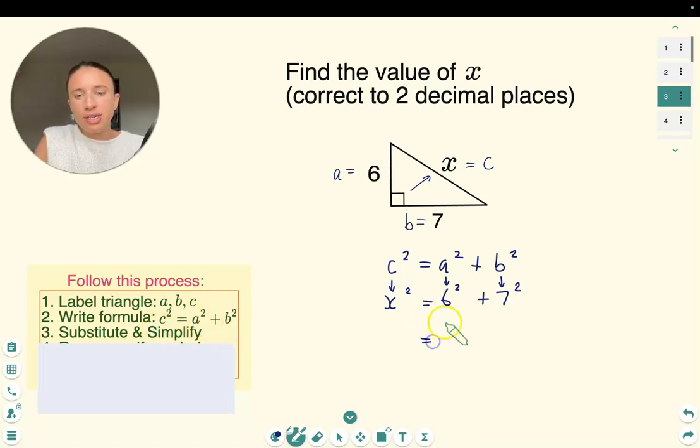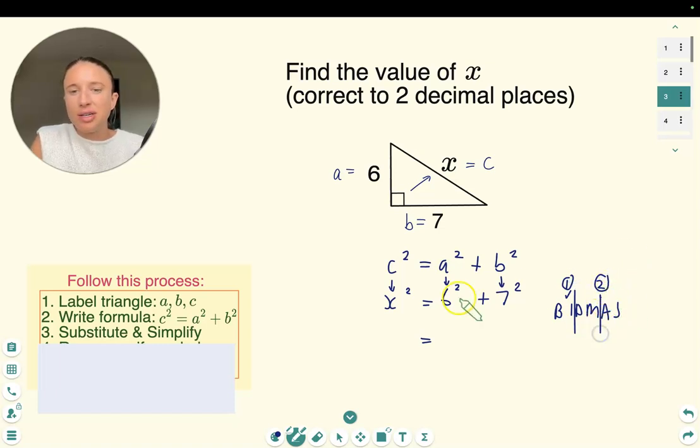So we've substituted, now we're at the simplify step. BIDMAS says indices need to be simplified before addition. So we're going to do 6 squared and 7 squared first, then we're going to add them. So 6 squared is 6 times 6, which is 36. 7 squared, 49. Write the left-hand side as usual. And then 36 plus 49 is 85.